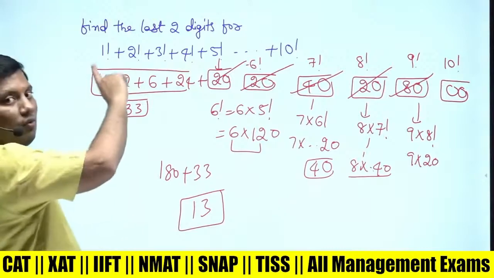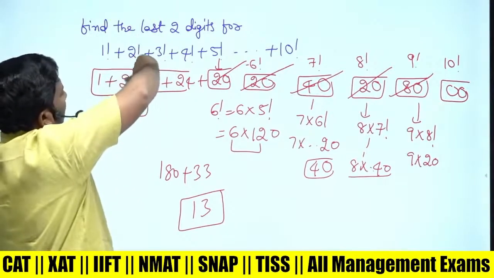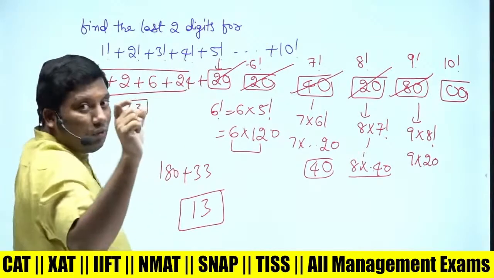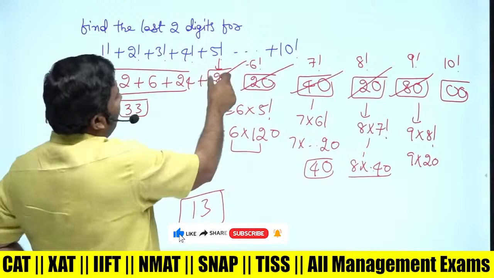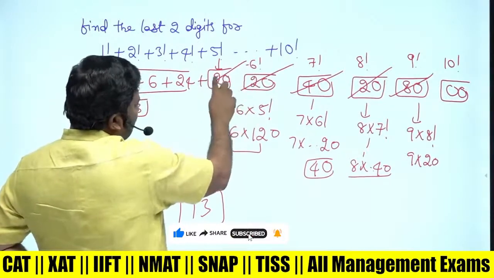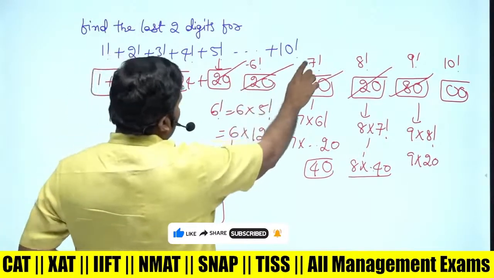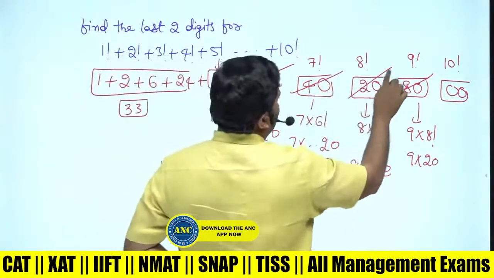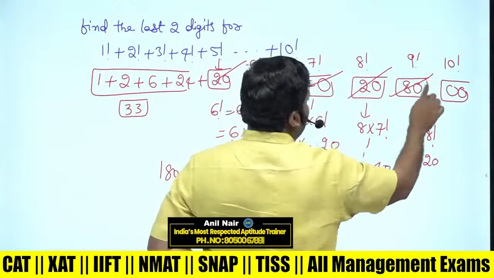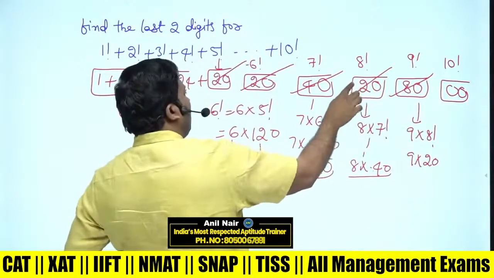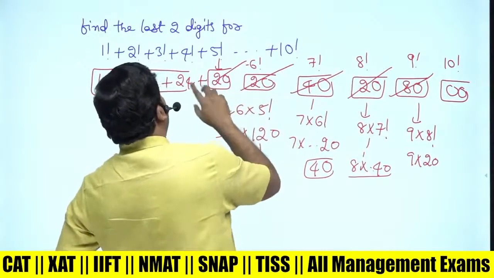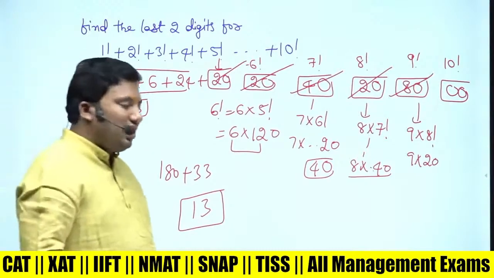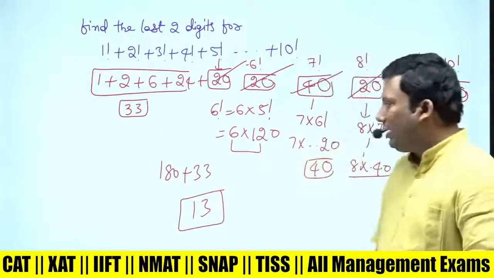Is the idea clear? 1 factorial it is 1. 2 factorial 2. 3 factorial 6. 4 factorial 24. 5 factorial 120. What are the last 2 digits of 120? 20. 6 factorial. 6 into 2, 12. 20. 7 factorial. 7 into 20, 140. 40. 8 into 40, 20. 9 into 20, 80. 10 into 80, 00. 80 plus 20, 100, 140, 160, 180. 180 plus 33, 213. Last 2 digits of this question, it is 13. I hope the idea is clear.